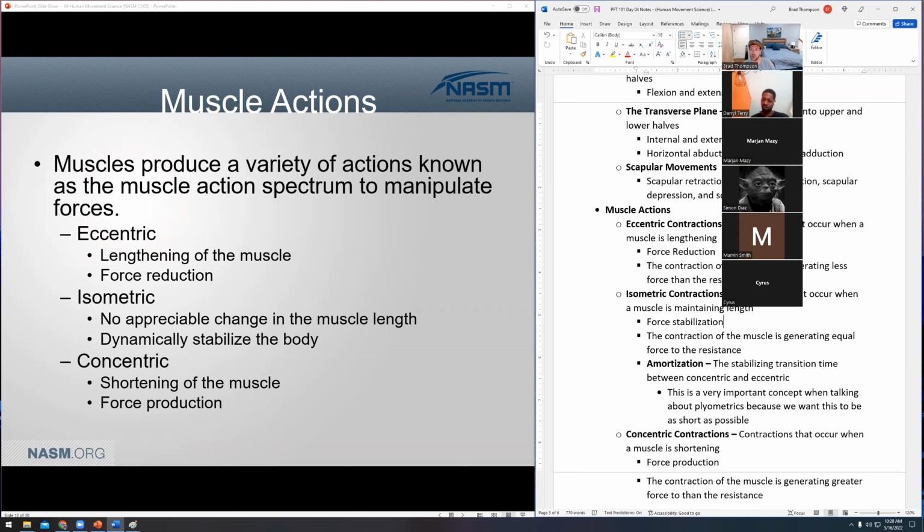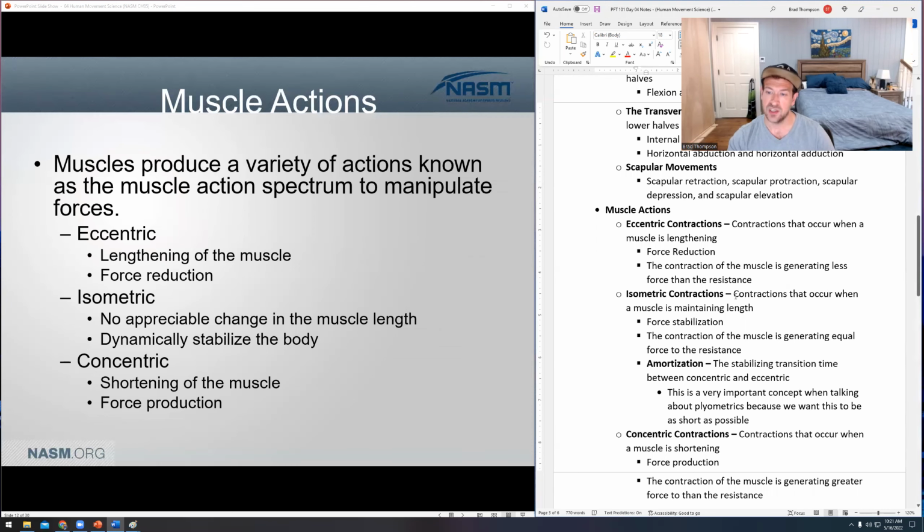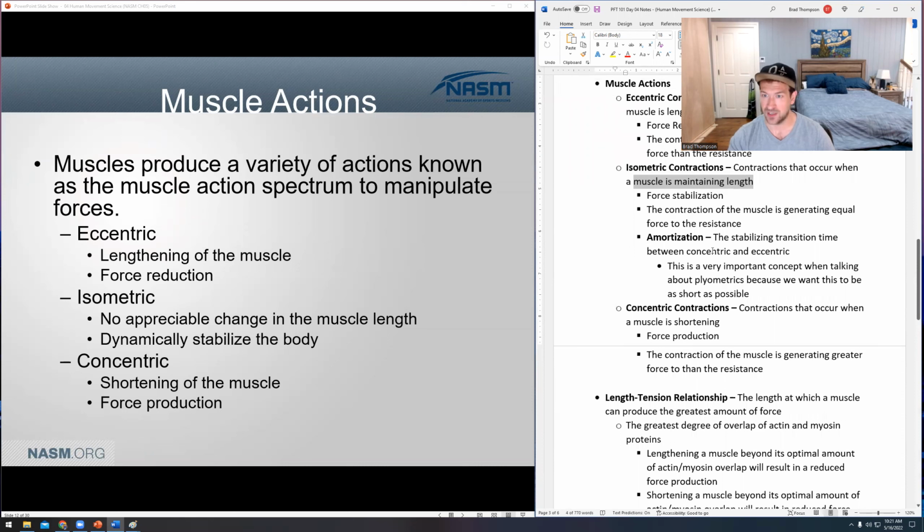Or we could put it a different way to be a little more descriptive. Exercise is just as much about resisting unwanted movement as it is about producing wanted movement. And that's where isometric exercise really comes in. So isometric contractions occur when the muscle is maintaining a specific length, okay? This is force stabilization. So we had force production, force reduction, and we have force stabilization. It's generating an equal amount of force to whatever it's resisting.